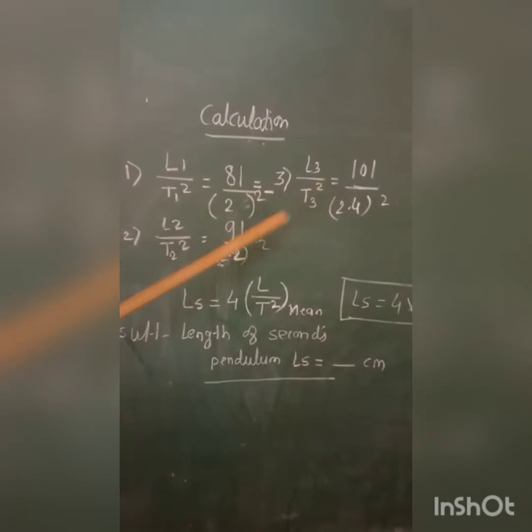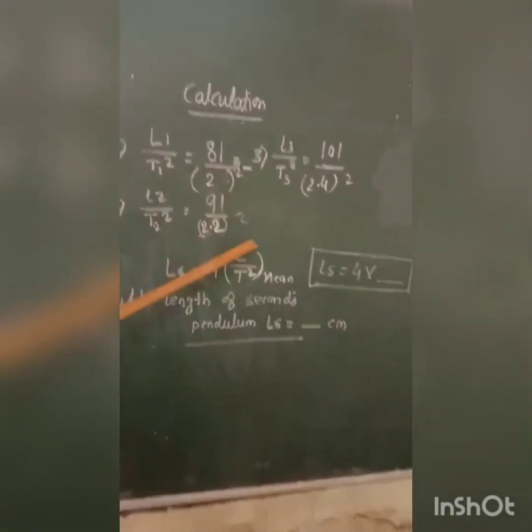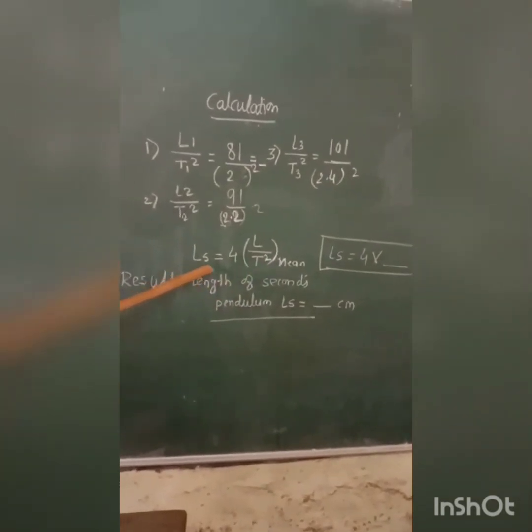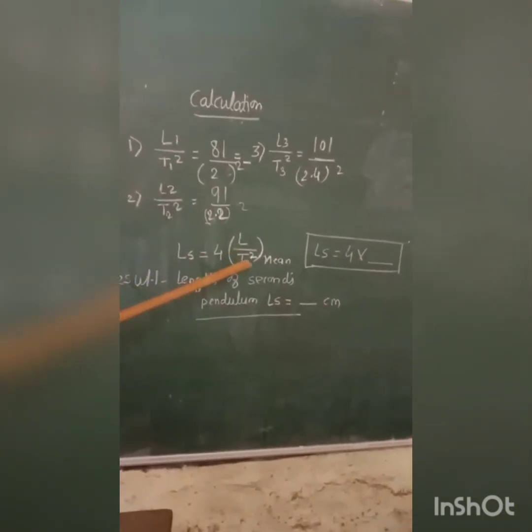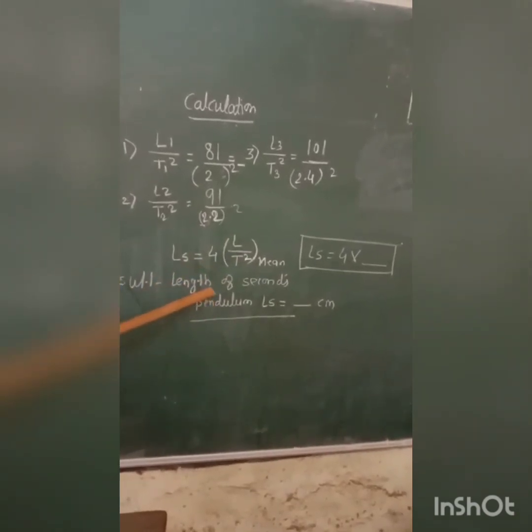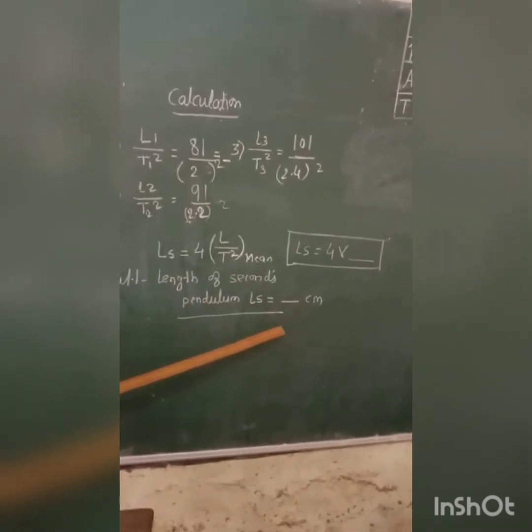Take out the mean of these three readings, and once you get the value of L by T square, put this value in this equation. By putting the mean value of L by T square, we get the length of seconds pendulum. Note down the length of seconds pendulum in centimeter. This is your result.